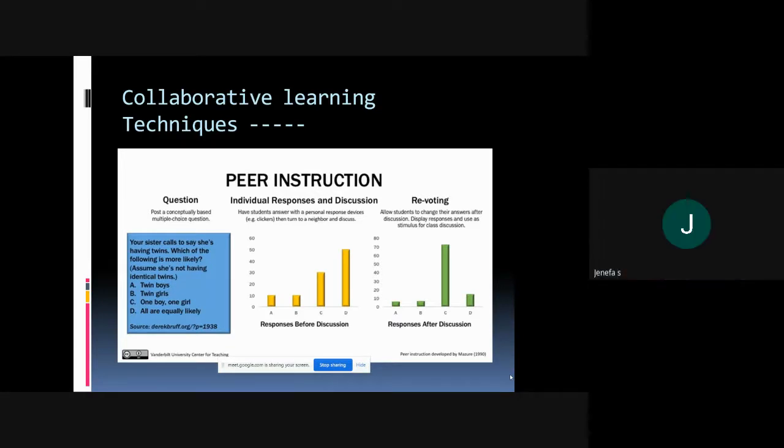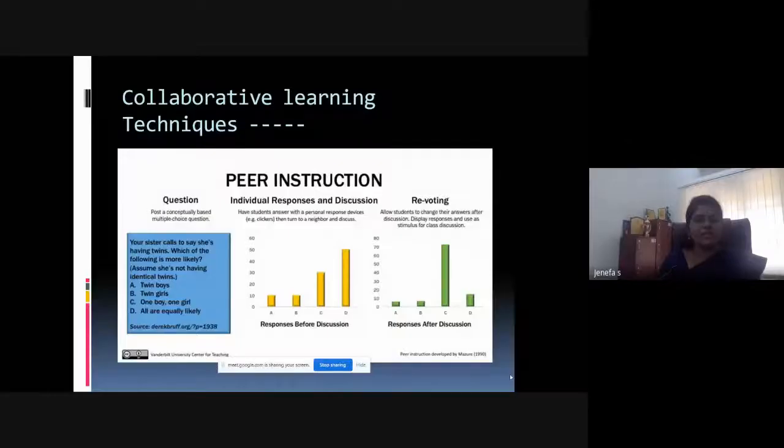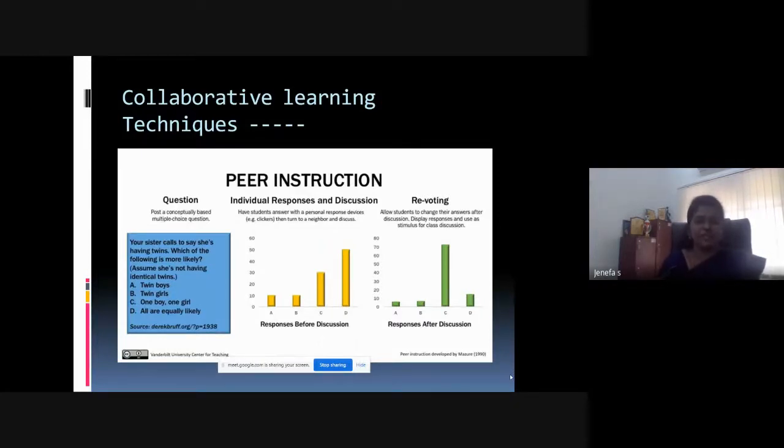So this is different from the slide. Here, you can pose a conceptually based multiple choice question. Okay. So I think you are able to read that particular question. It is like a Kaun Banega Crorepati kind of thing. The participants will be there with a clipboard or something, and they will be giving their responses, right?